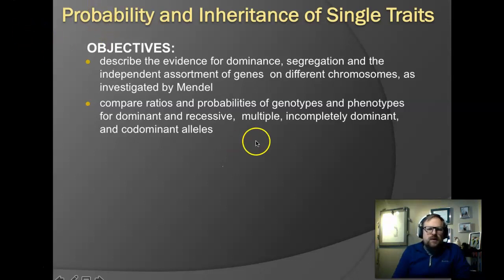So that's what we're dealing with here. We're going to try to describe the evidence that was investigated by Mendel, and then we're going to start to do some comparing of ratios and probabilities of genotypes and phenotypes for, in this case, dominant and recessive traits. And then we're going to get into the more complicated stuff with multiple alleles and completely dominant and codominant alleles later on.